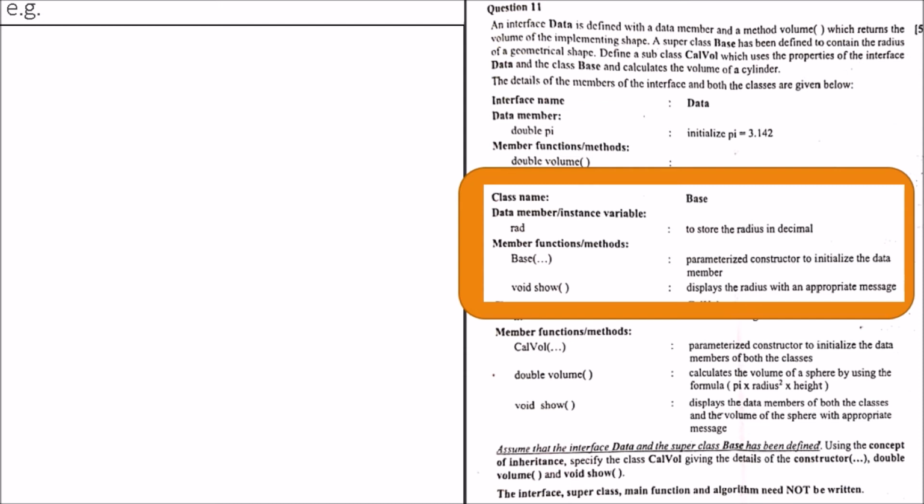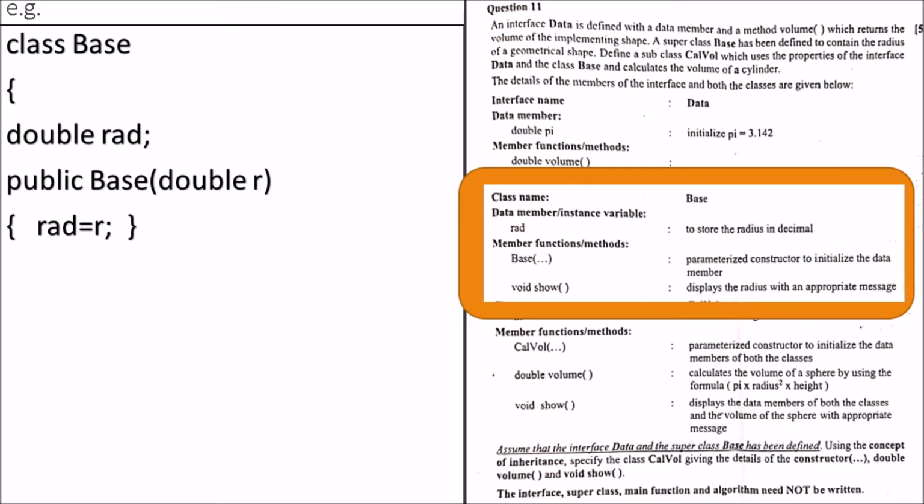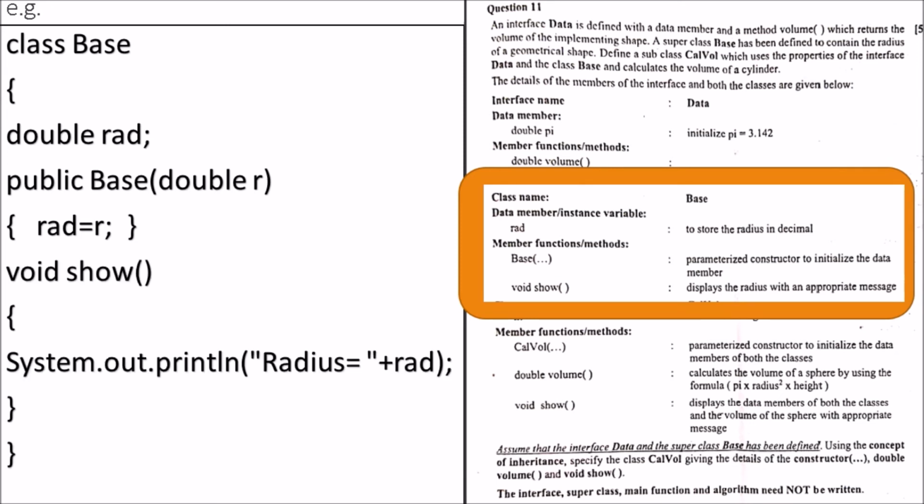The class name is base. So we will write class base. Then the instance variable is rad to store the radius in decimal, so the data type will be double. So we are writing double rad. Then a parameterized constructor is there, which is used to initialize the data member, that means the radius. So we have taken one argument, double r, and with the help of this we are assigning the value of r to the radius instance variable.